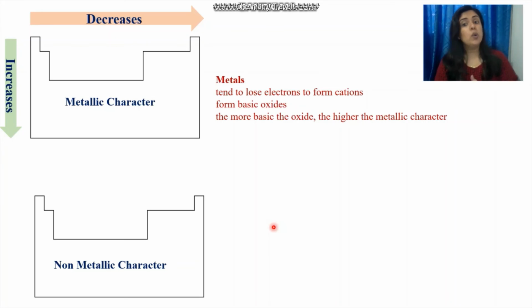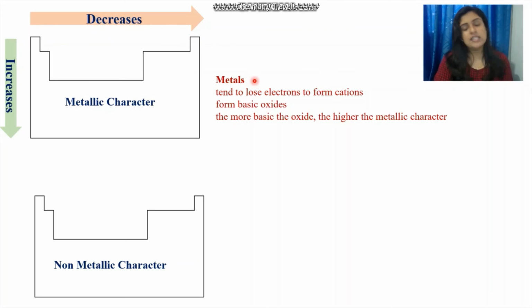Metals tend to lose electrons to form cations. We already saw that when we move from left to right, it is difficult to remove an electron. Ionization energy is increasing, right? It is difficult to remove an electron. So we say that they are less metallic as we move from left to right. Removing an electron becomes difficult, so they become less metallic.